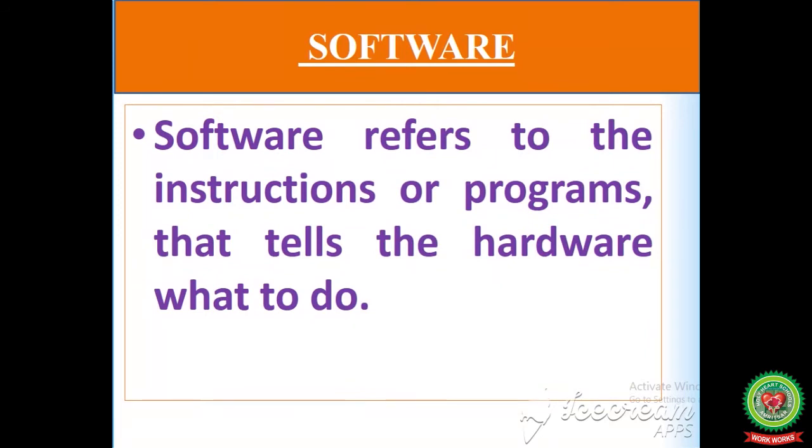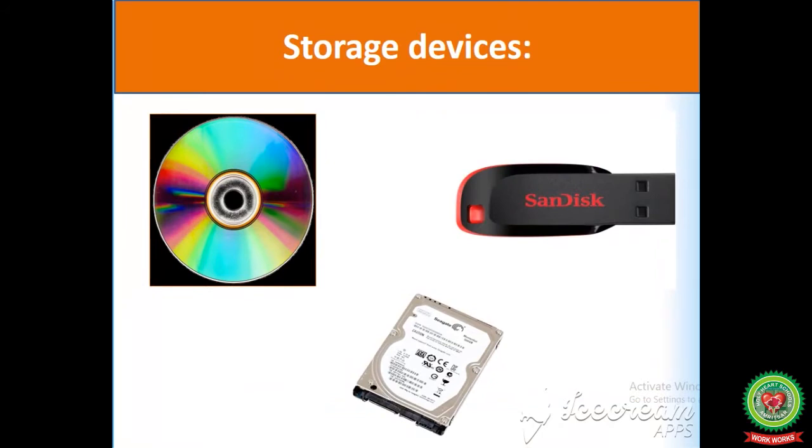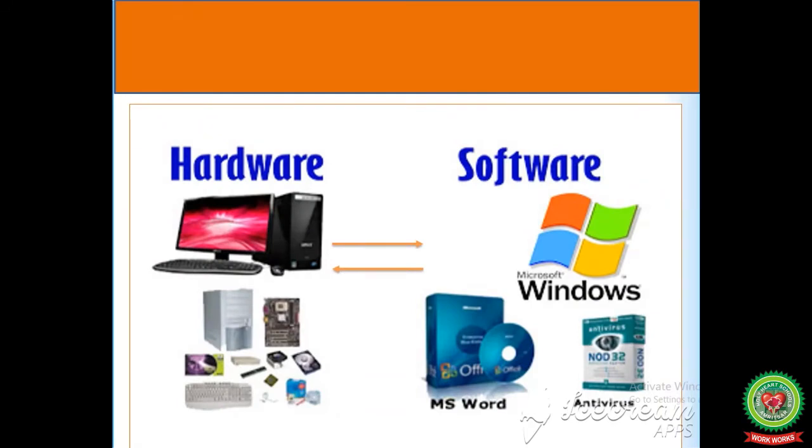Next is software. Software refers to the instructions or programs that tell the hardware what to do. It is not a physical part but it is stored on a physical medium such as CD, pen drive, hard disk. Software enhances the capability of hardware and directs the computer to perform specific types of activities. Hardware and software are interdependent. Both are complementary to each other. Hardware needs the software to operate and software cannot be utilized without the supporting hardware.